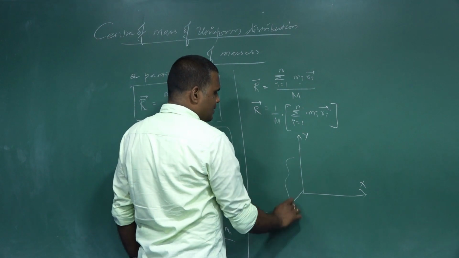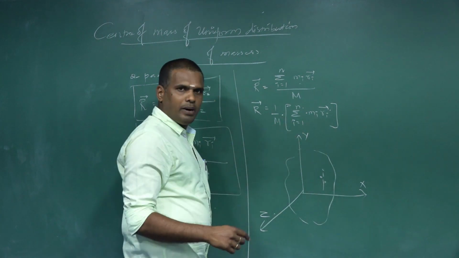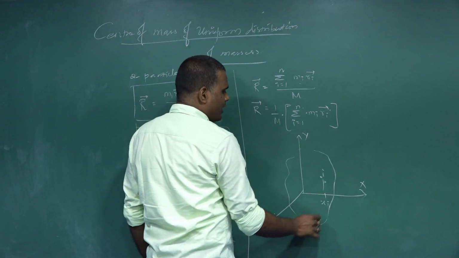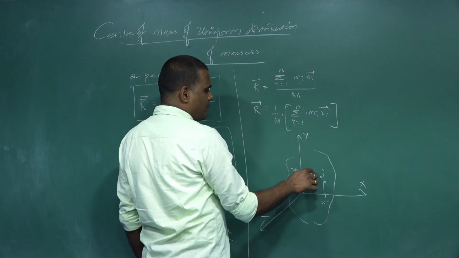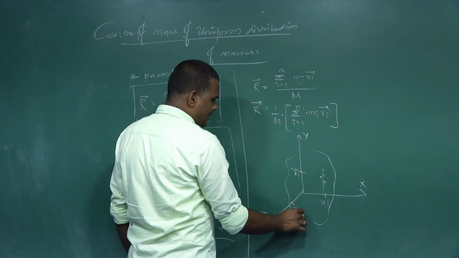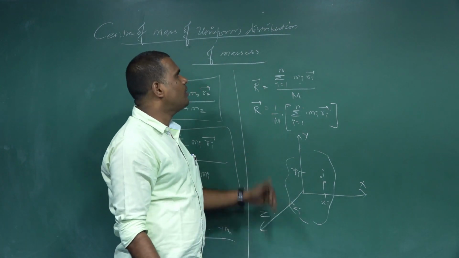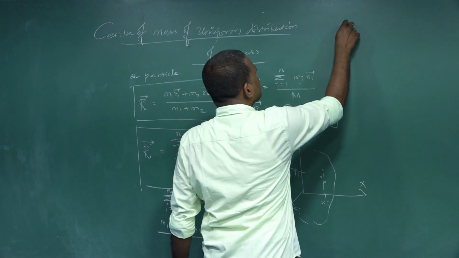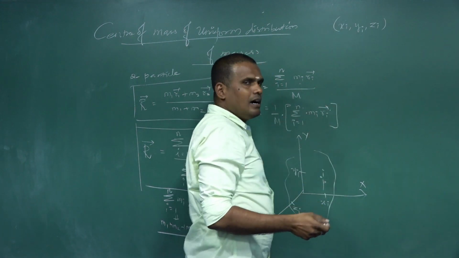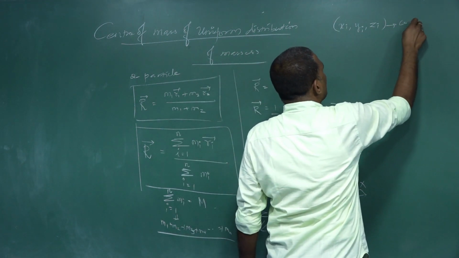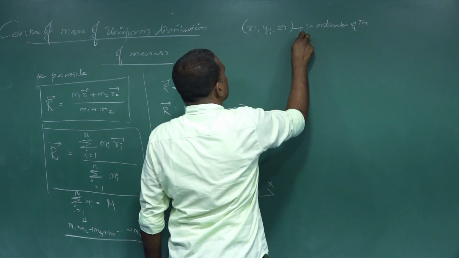Let us consider the system in which you are speaking about the ith particle. This is the point P where the ith particle is present. So xi is the coordinate of the ith particle along the x direction, yi is the coordinate of the ith particle along the y direction, and zi is the coordinate of the ith particle along the z direction. So I can say here xi, yi, zi are the coordinates of the ith particle.